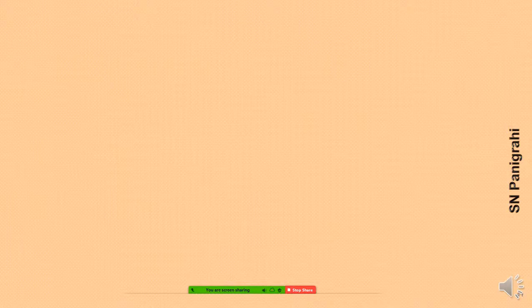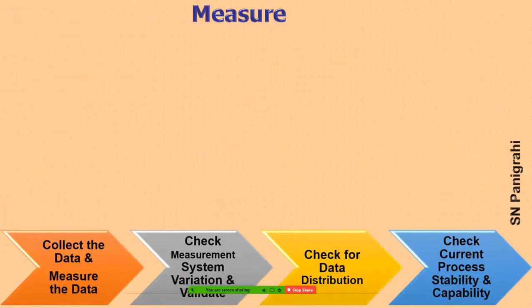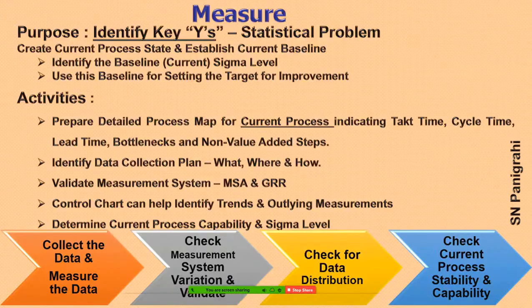Then we are moving to the measure phase. In the measure phase, we are finding the key Y, meaning what the problem or opportunity is, and what the customer's point of view is at the current level. At the current level, how are we satisfying the customer, what is the defect level, or what are the delays, or what are the rejections. So we are finding these exact measurements.